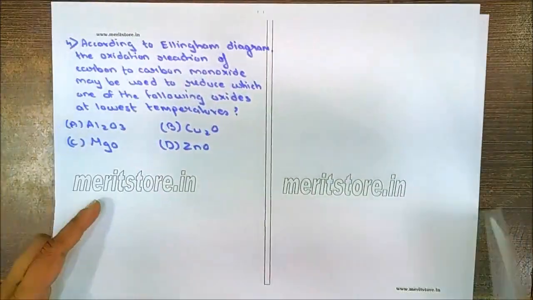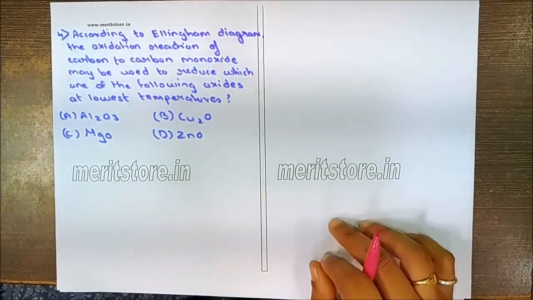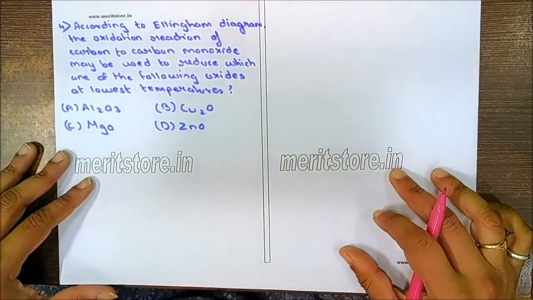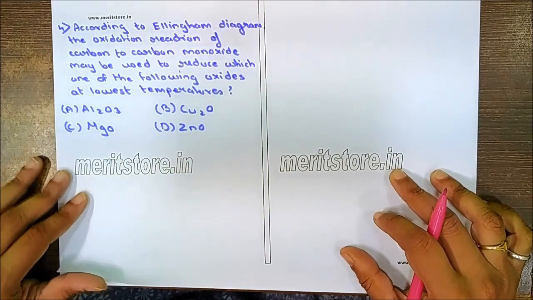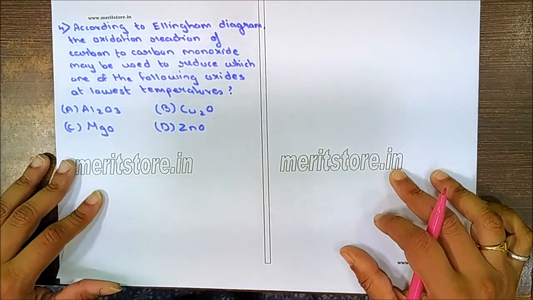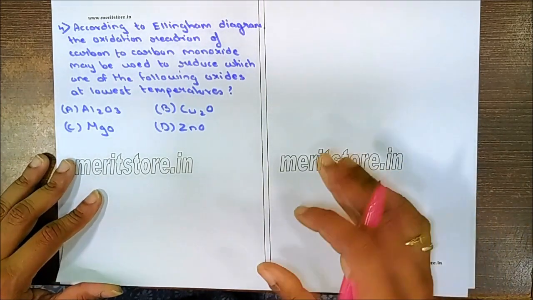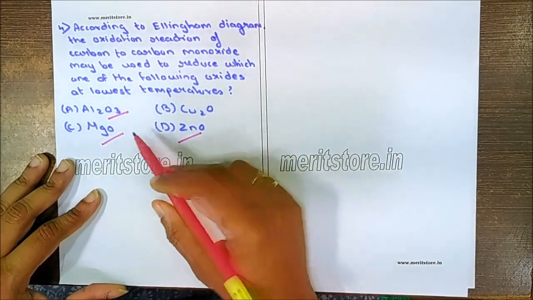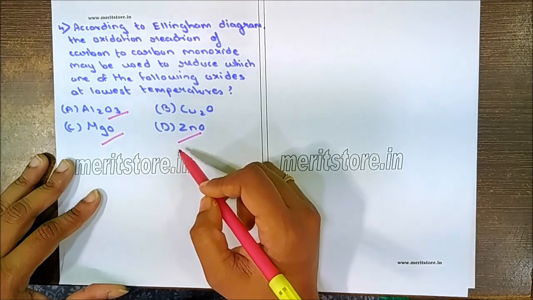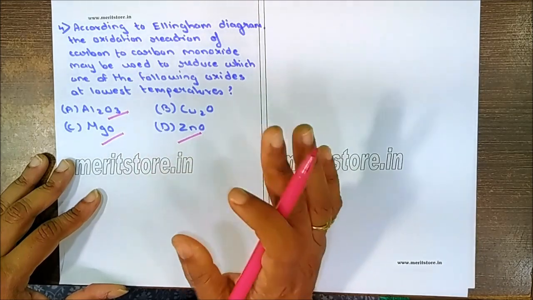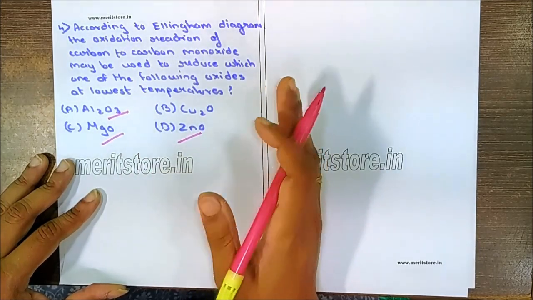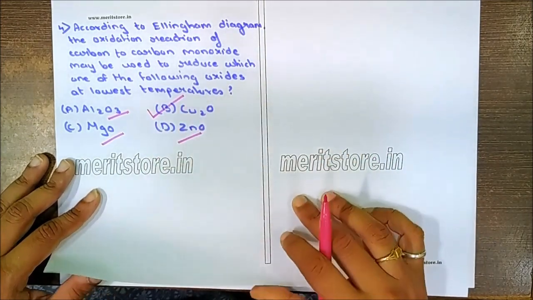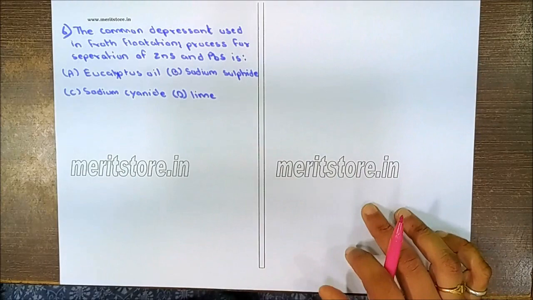Next question is, according to the Ellingham's diagram, the oxidation reaction of carbon to carbon monoxide may be used to reduce which of the following oxides at the lowest temperature? In Ellingham's diagram, you will find aluminium, magnesium and zinc at the bottom. That is indicating these metal oxides are highly stable. Hence, they require higher temperature for their reduction. So, our option is copper oxide, Cu2O.